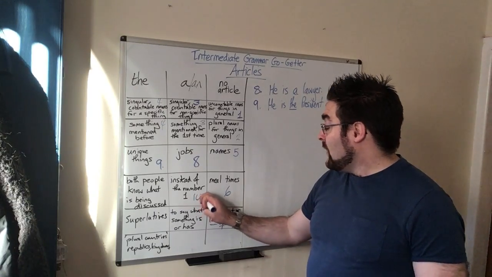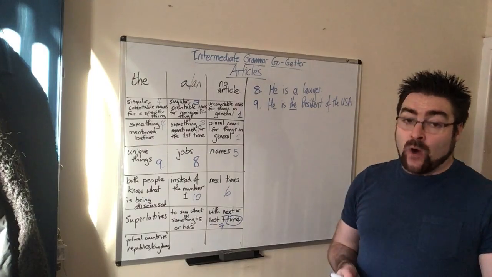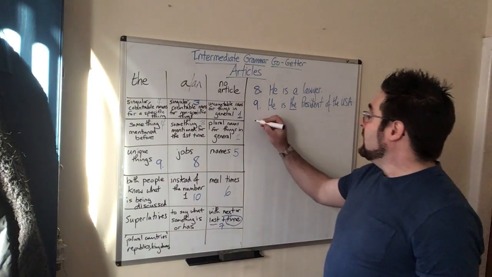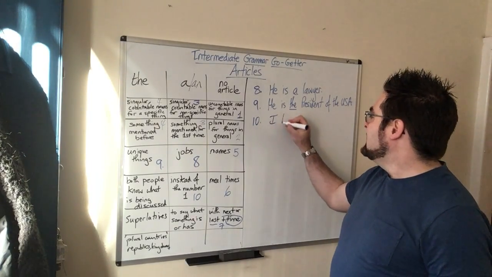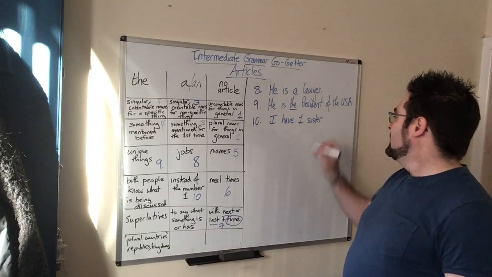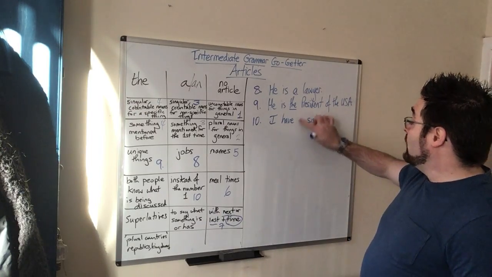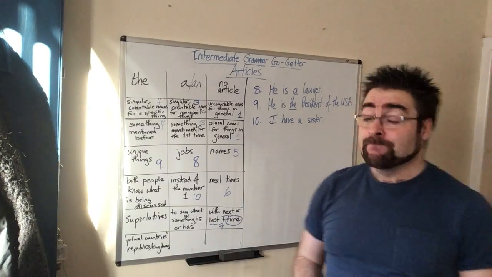Okay, we can use a or an instead of the number one. So it could be, I think the example I gave you in the worksheet is I have one sister, but we can remove this and we can use I have a sister.